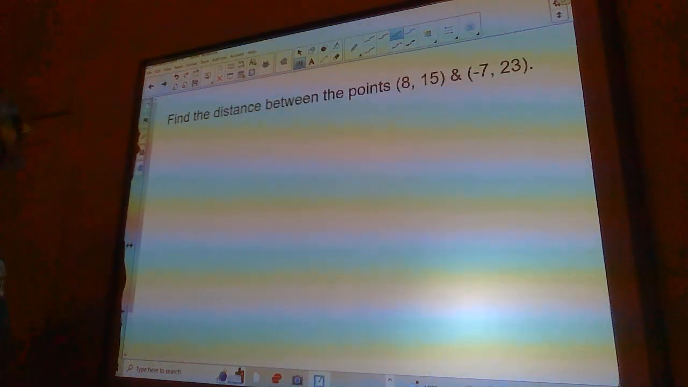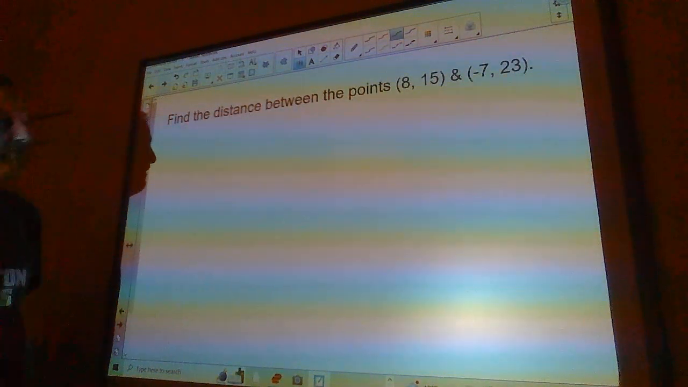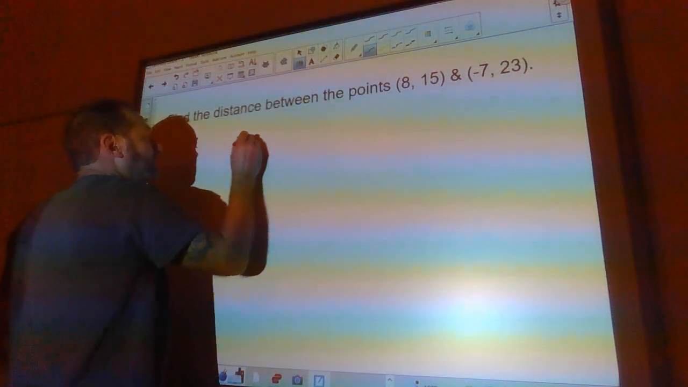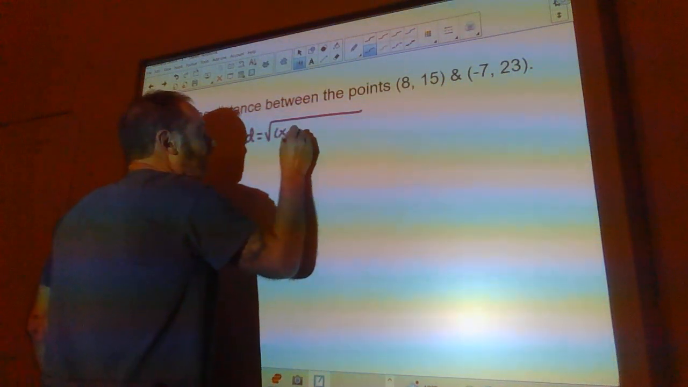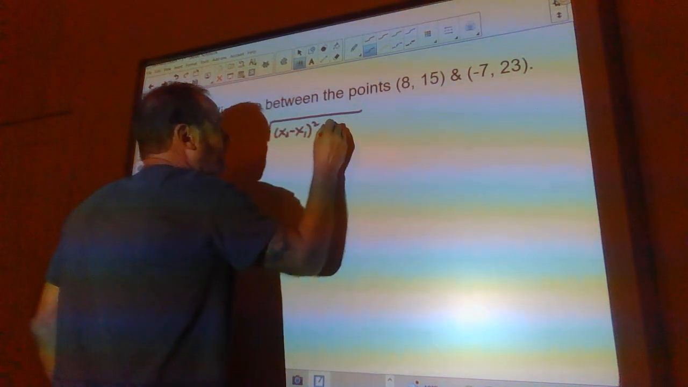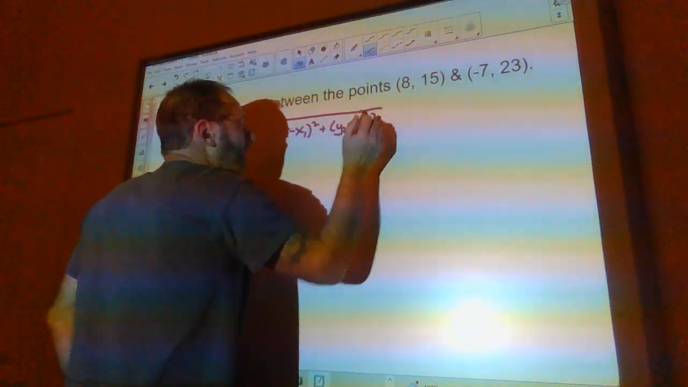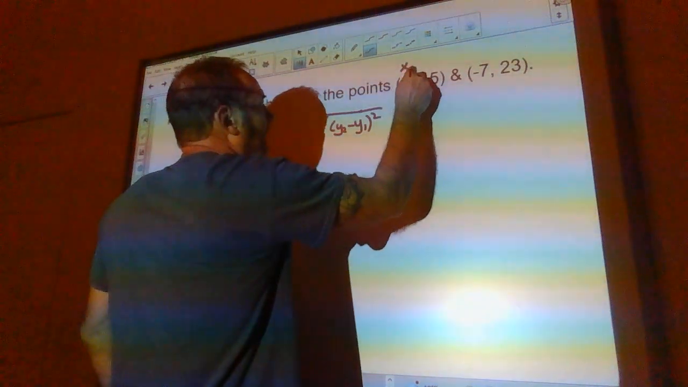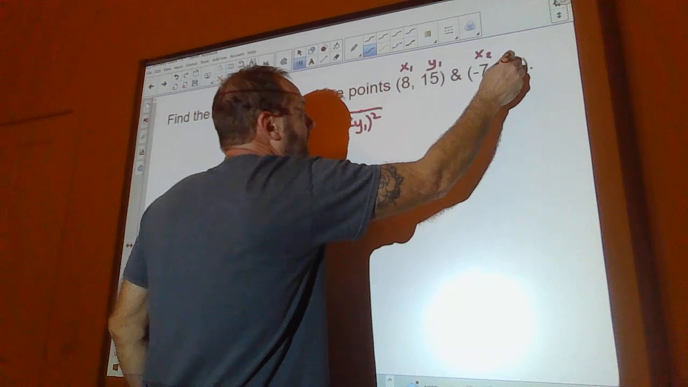So let's take a look at a problem like this. Find the distance between the points 8, 15 and negative 7, 23. All right, so I get out my distance formula. D equals the square root of x2 minus x1 squared plus y2 minus y1 squared. So you can label them if you want. This is x1, this is x2, this is y1, this is y2.